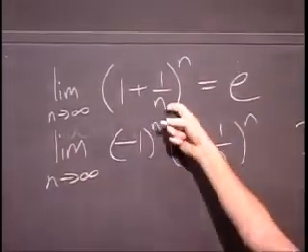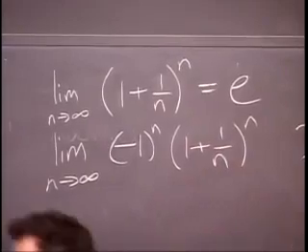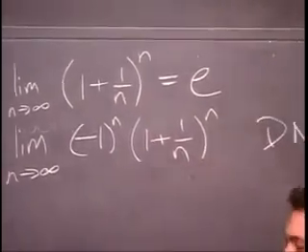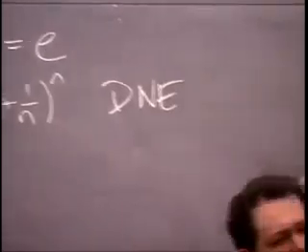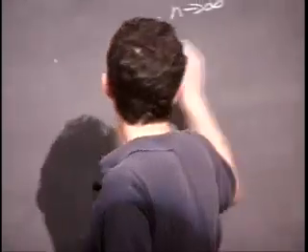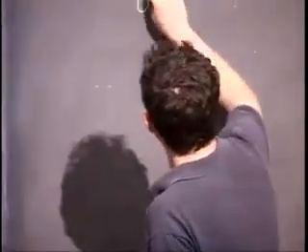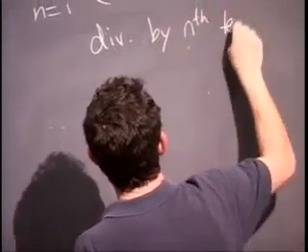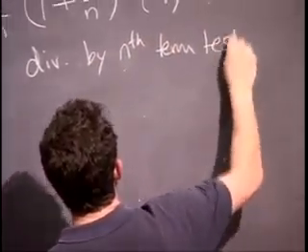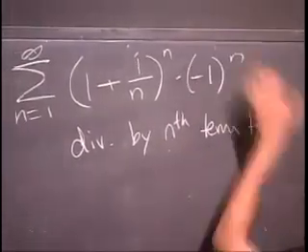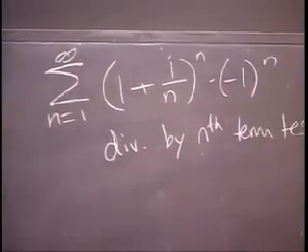After all, if this quantity goes to e, that means the terms are going to e. On the other hand, this time with the minus 1 to the n, it oscillates between e and minus e, or very close to e and very close to minus e. But in either case, it doesn't matter. The terms do not go to 0, so this diverges by the nth term test. You don't even need to do anything else. It diverges. Done.